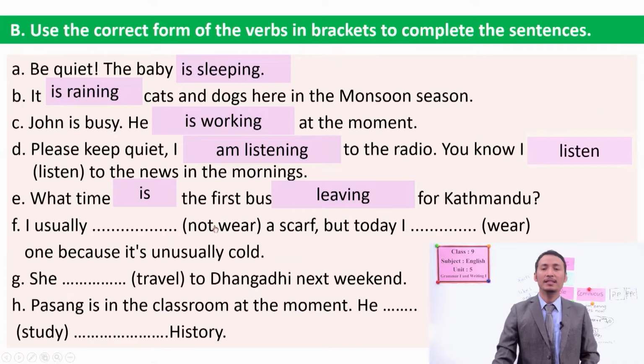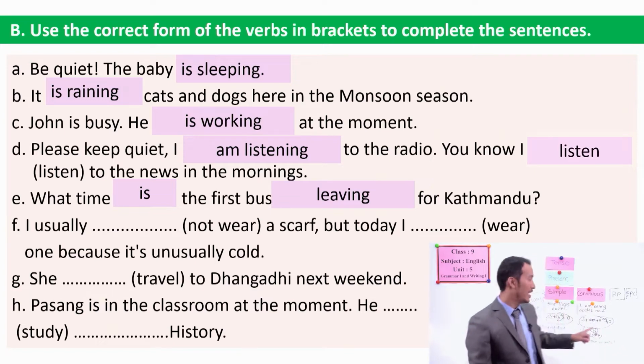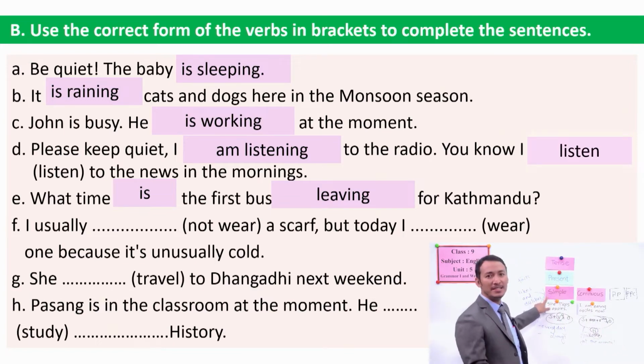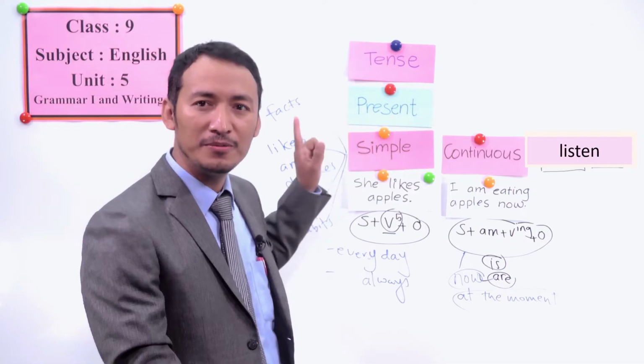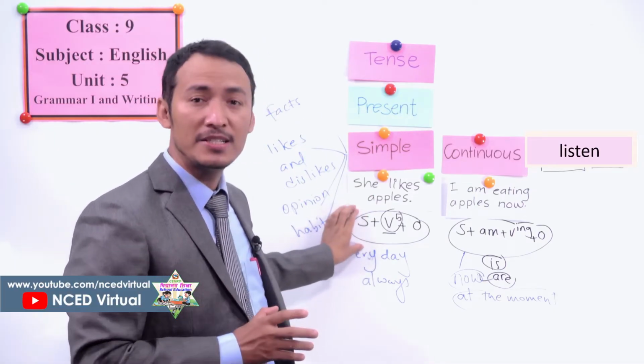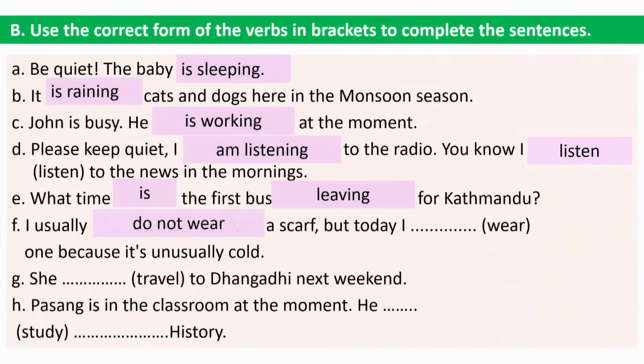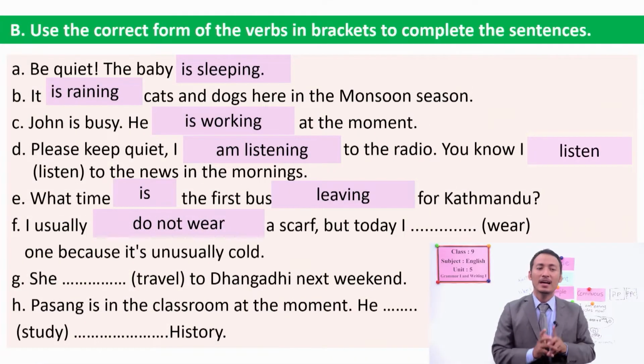I usually, here look at this word, usually means a routine or daily habit. So we have to make it simple present tense now. So what's the structure of this sentence? The structure of this sentence is subject, verb 1. So we have to make here, I usually do not wear a scarf.